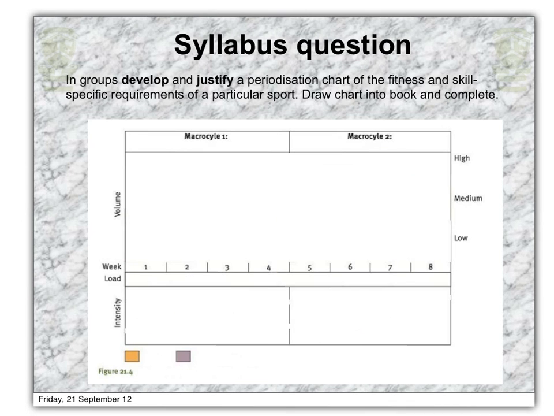And finally, in groups, develop and justify a periodisation chart of the fitness and skill requirements for a particular sport. Draw this chart in your book and complete.